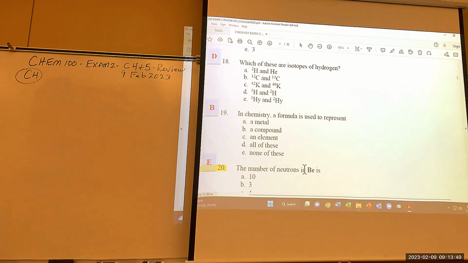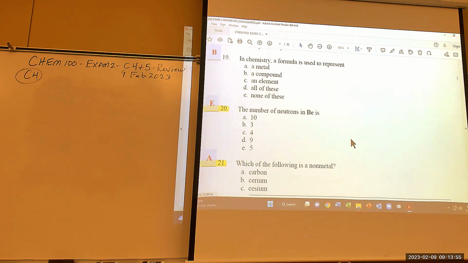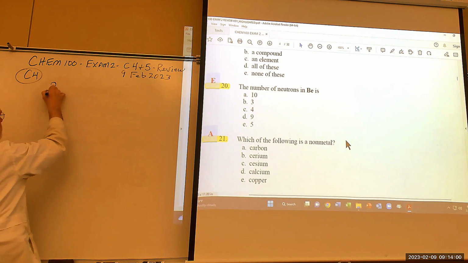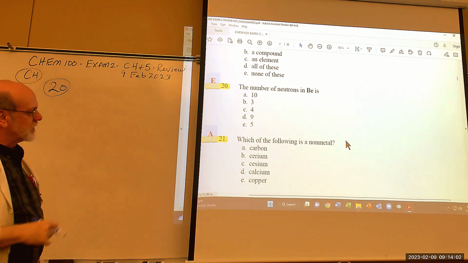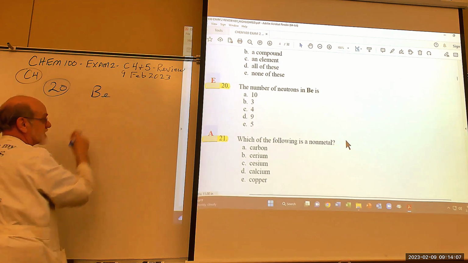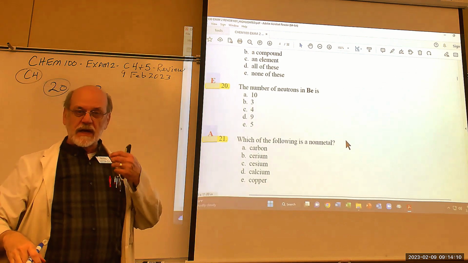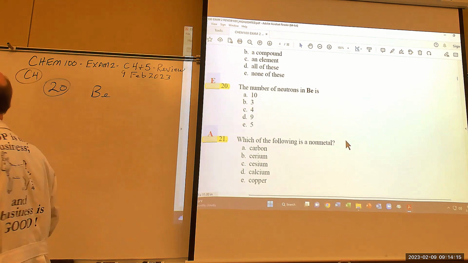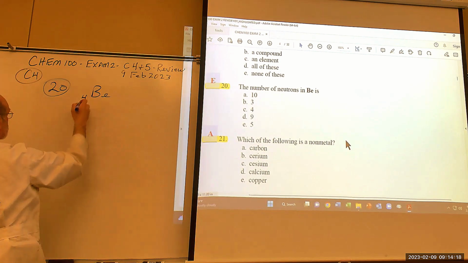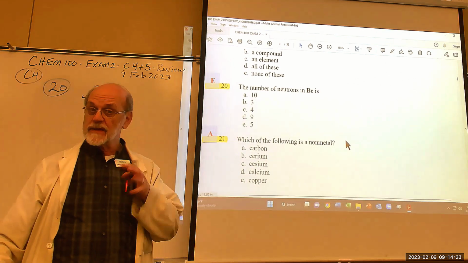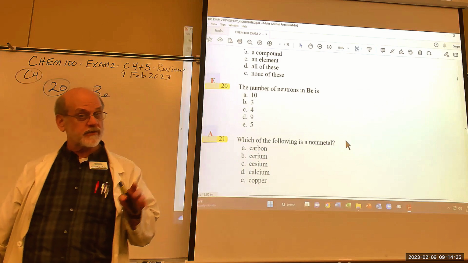All right, let's scroll again. 20. And 21. The number of neutrons in beryllium. Okay, this takes some detective work. The number of protons is easy. We just look on the periodic table and find that beryllium has 4 protons. But how do we know how many neutrons? Because there may be isotopes. There probably are isotopes of beryllium.